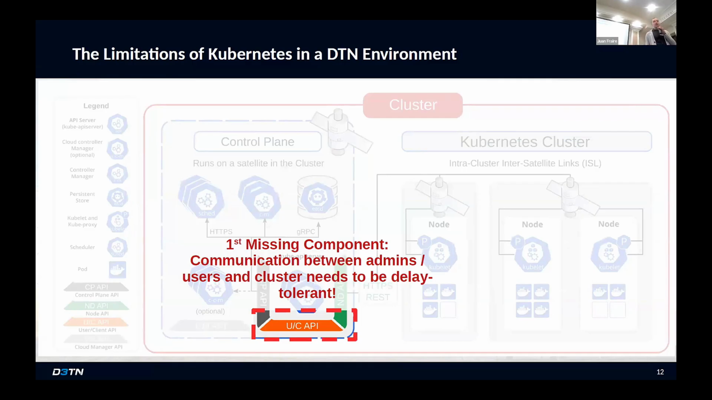It's labeled user or client API, and this is for communicating with the platform, with the cluster infrastructure, basically for operators and administrators to tell our space cloud cluster, I would like to deploy this and that service and this and that application with this and that images and this and that configuration. And well, usually you will not have your operator sitting next to your satellite. So we somehow need to make this delay interruption tolerant.